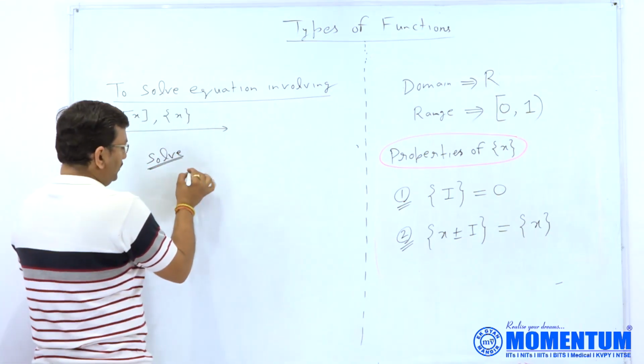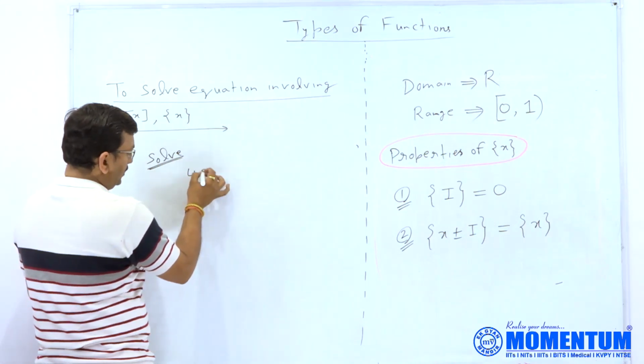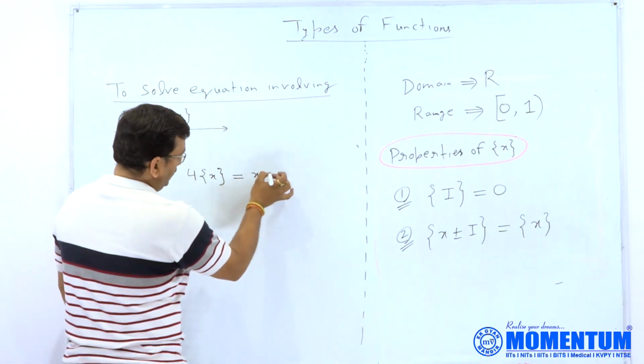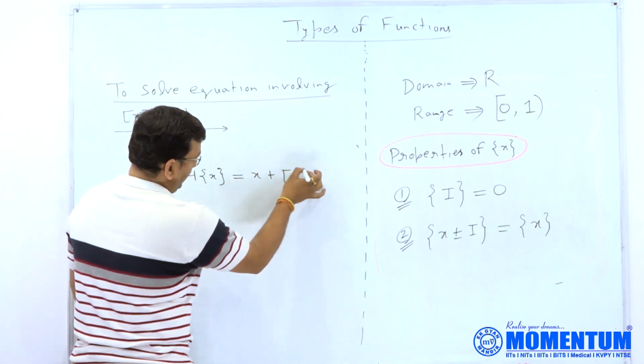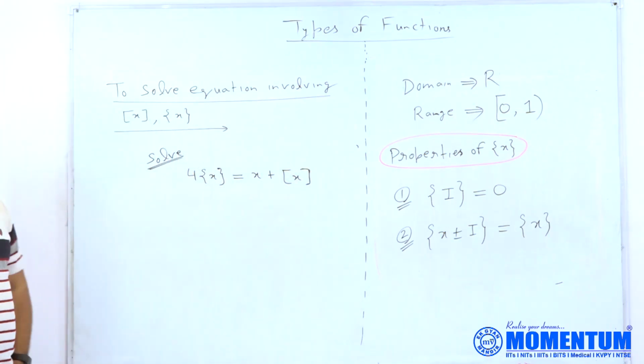We have to solve 4 times curly bracket x is equal to x plus square bracket. Okay, now this we have to solve.